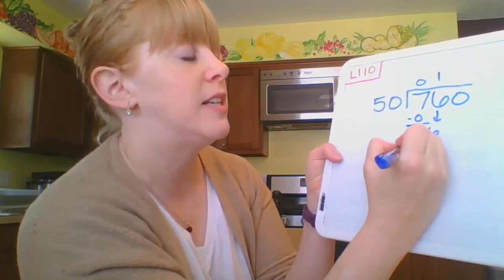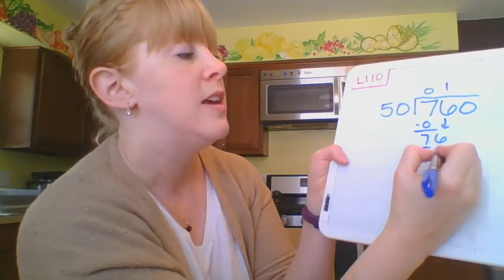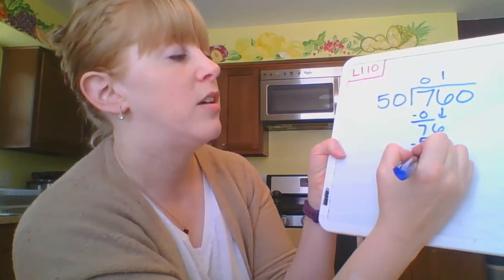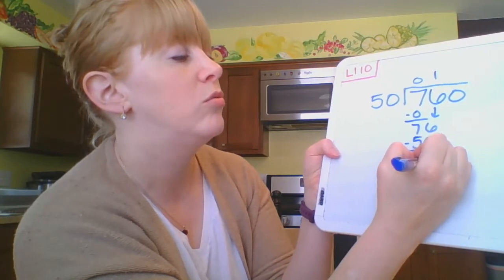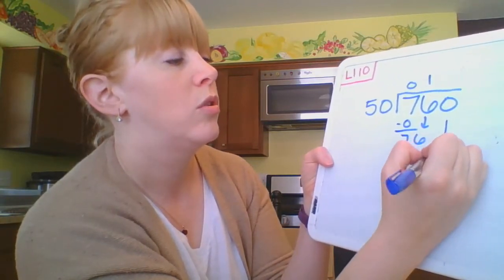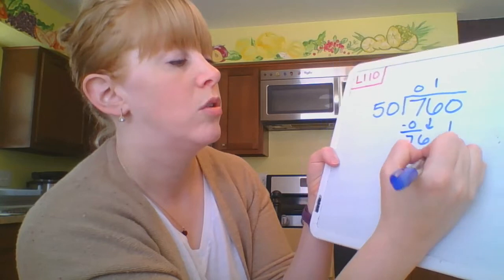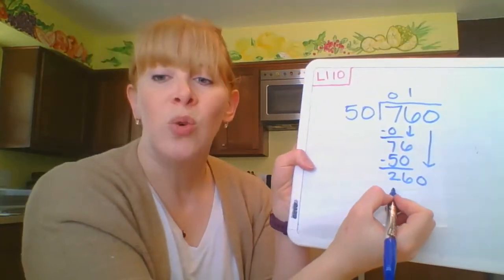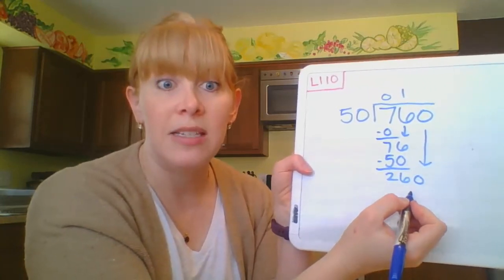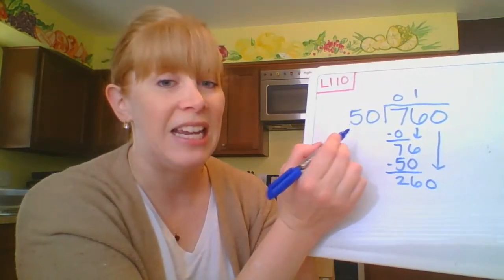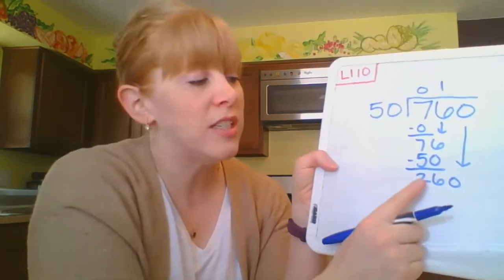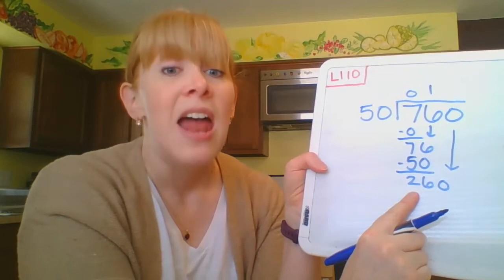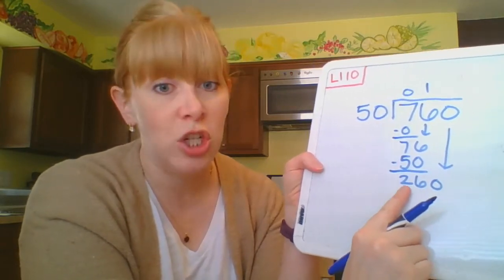1 times 50, identity property, is 50. 6 minus 0 is 6. 7 minus 5 is 2. 260 now is my dividend divided by 50. Now, I'm not going to just look now at my first digit in the dividend. I'm going to look at the first 2 digits now.